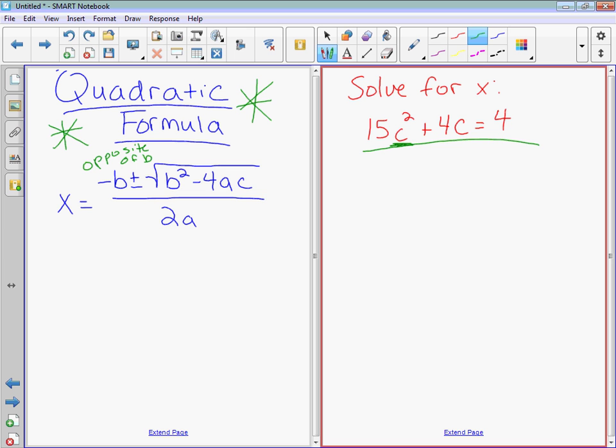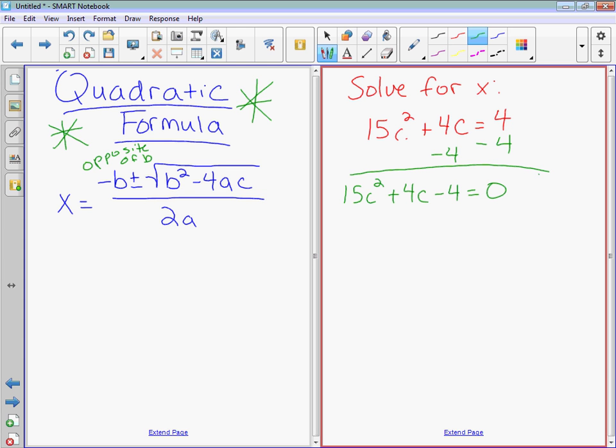So the first rule for being able to solve a quadratic equation is that it must be set equal to 0. To do this, you have to move everything to one side of the equal sign. In the case of 15c squared plus 4c equals 4, I am going to subtract 4 from the right side of the equation and move it over to the left side. That gives me 15c squared plus 4c minus 4 equals 0.